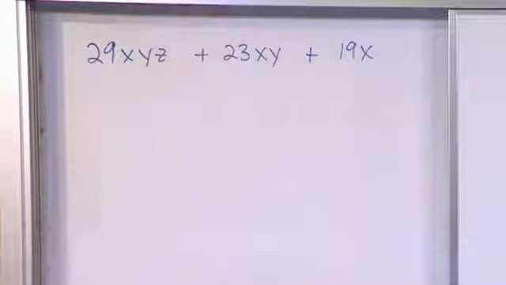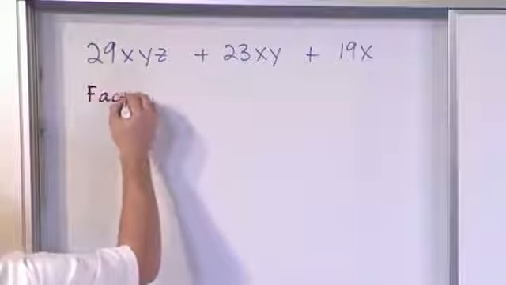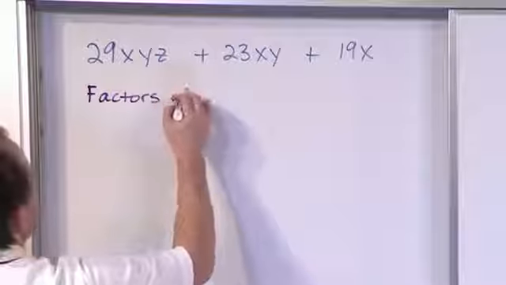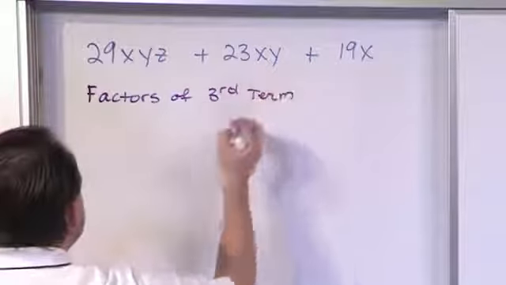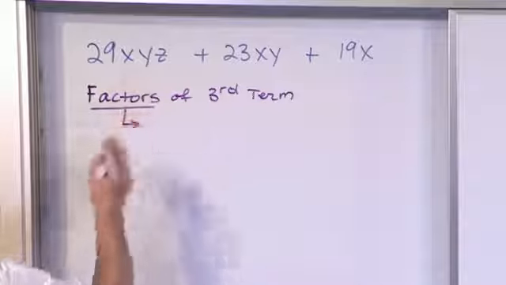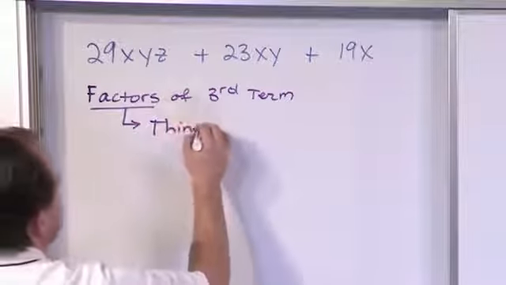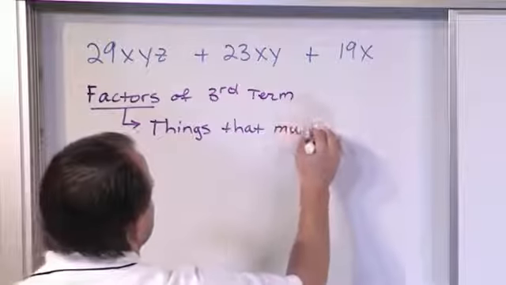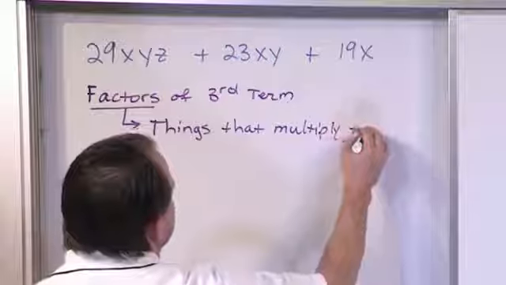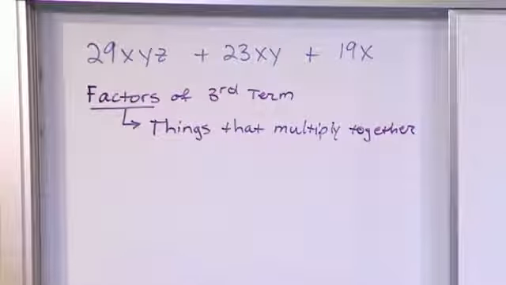When you see that, what does that mean? Let's ask ourselves, what are the factors of the third term? Okay, the word factors really basically are just things that multiply together to give us the term that we're talking about.